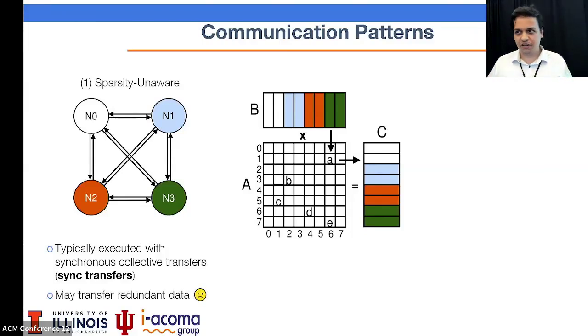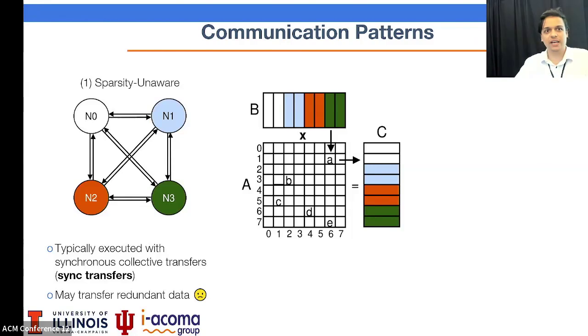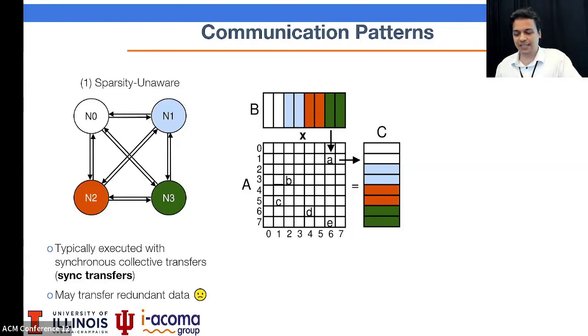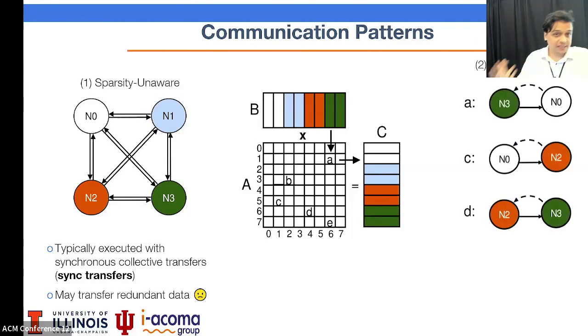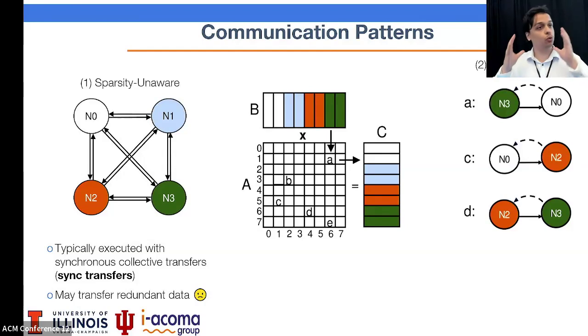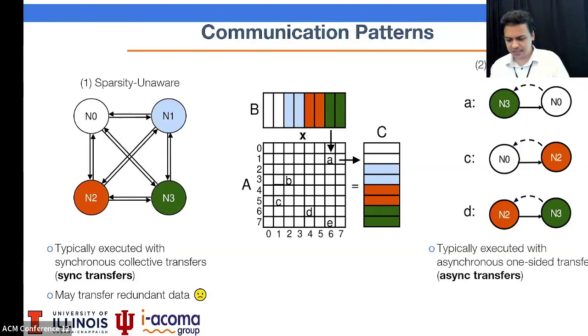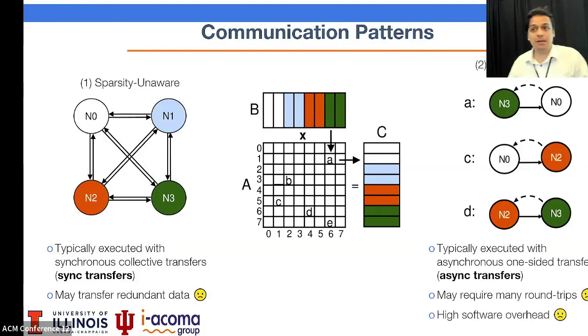However, everybody gets everything is not good when we have sparsity, because it may lead to redundant transfers. Not everybody needs everything. An alternative to that is sparsity-aware transfers, according to which a non-zero will trigger an on-demand access to only the part of B, the specific row that is needed and is hosted in the remote node. This can be executed with asynchronous one-sided transfers, which we will refer to as async transfers. Unfortunately, this communication pattern does not come without its own drawbacks, since it may require many more network round trips.